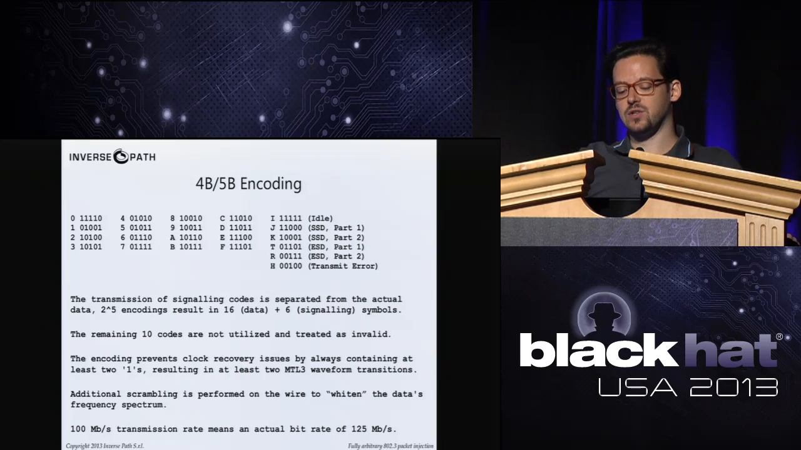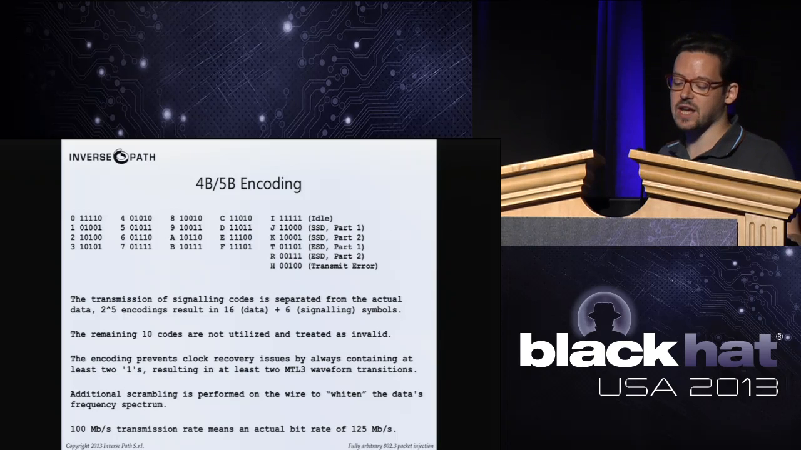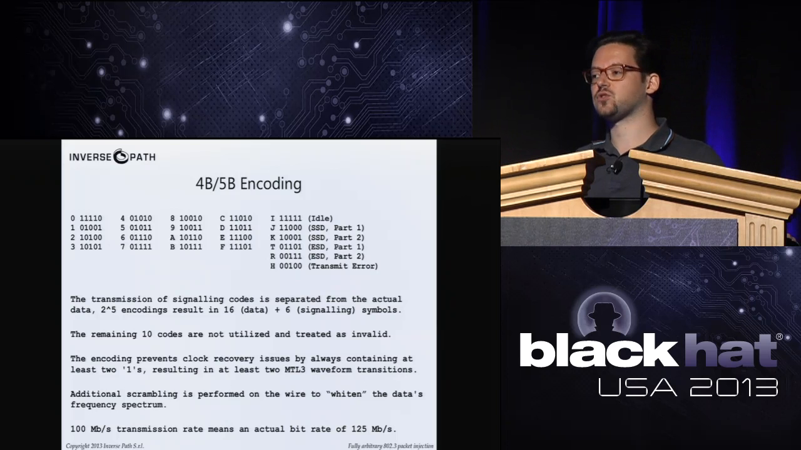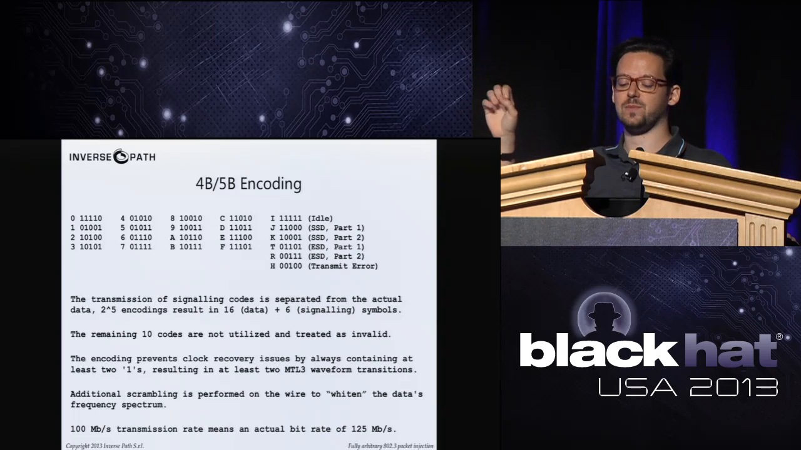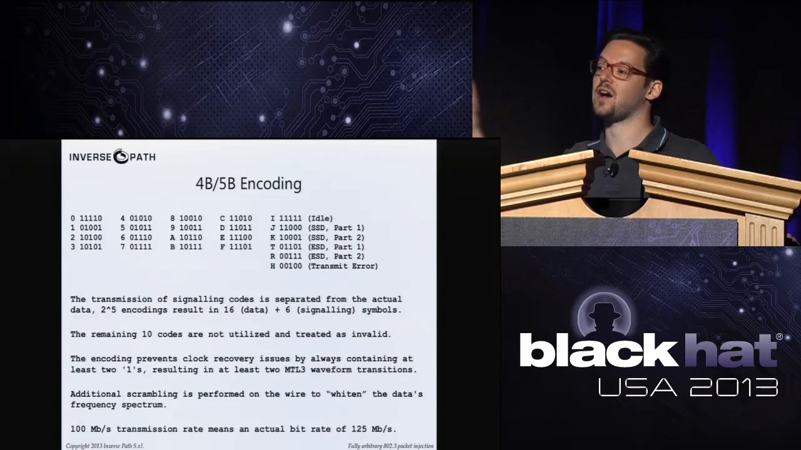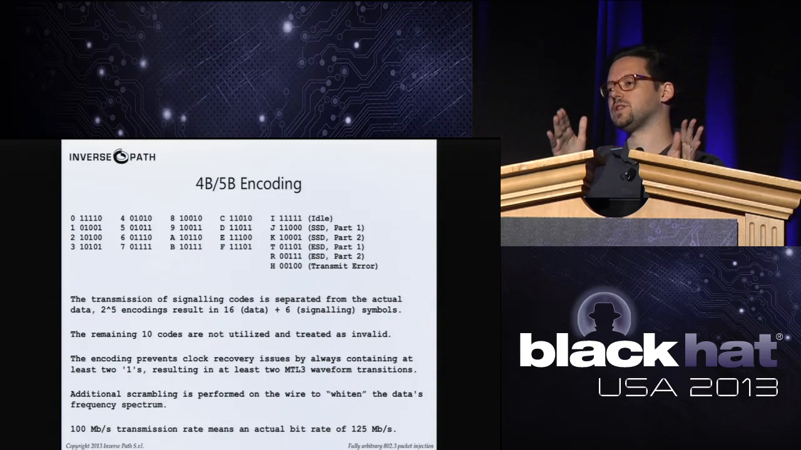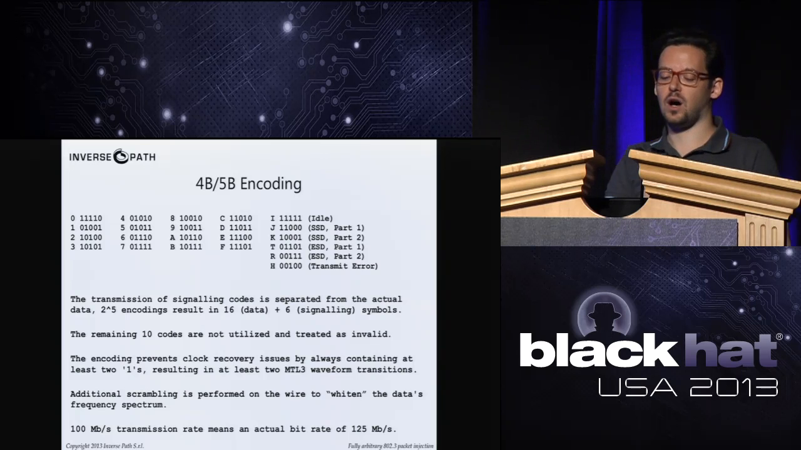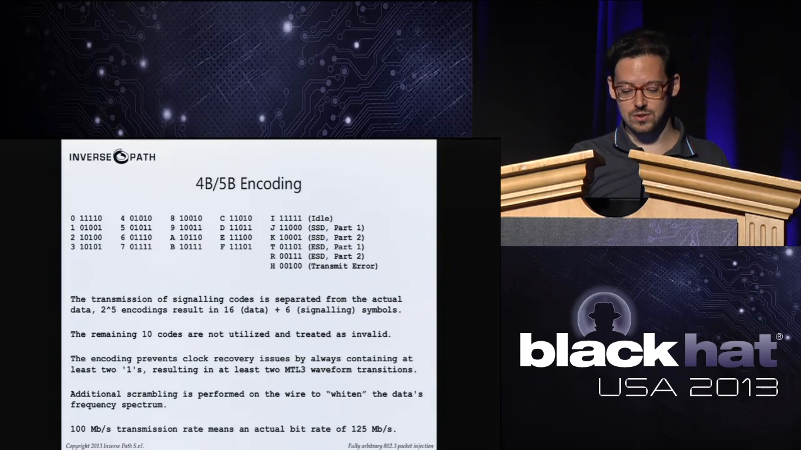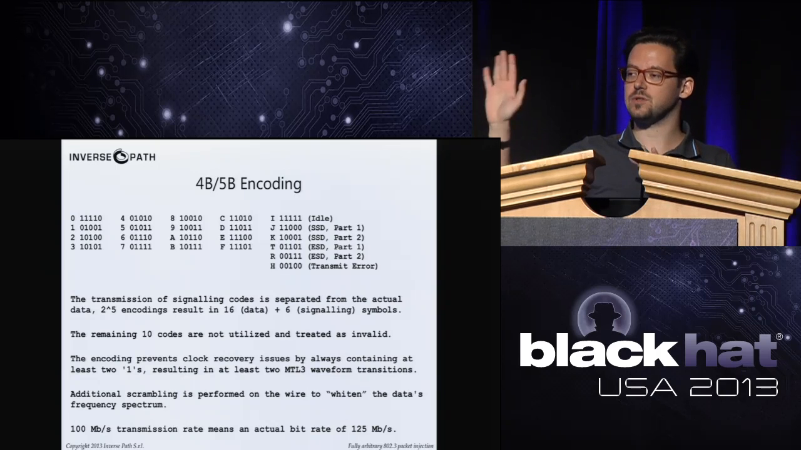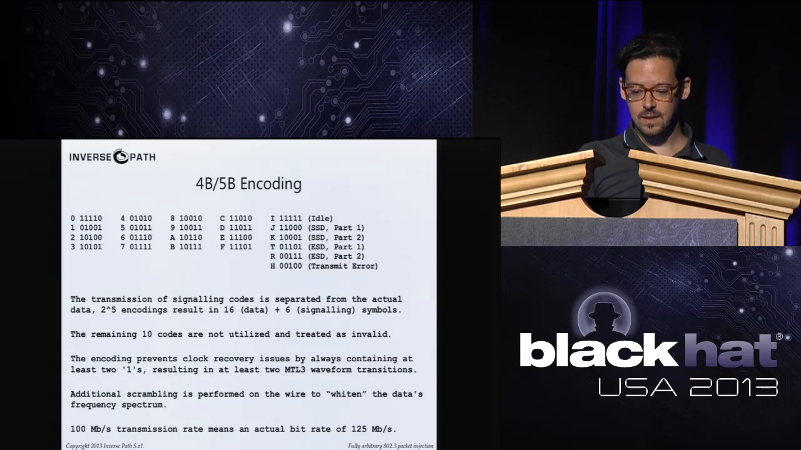Interesting fact: when you talk about Ethernet at 100 megabit per second, this transmission rate means that the actual bit rate of the data being sent is 125 megabit per second, because you have this overhead in the 4 bits which are translated to 5 bits for this specific reason. So we have 16 data symbols and 6 signaling symbols.